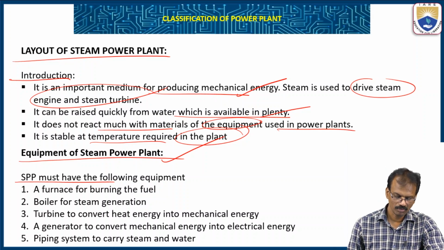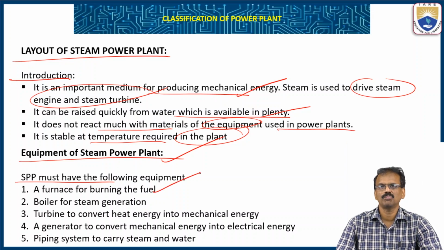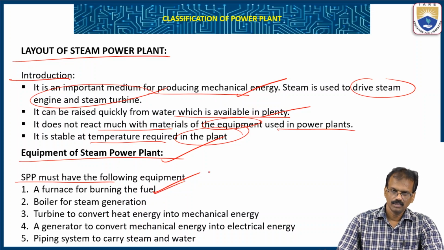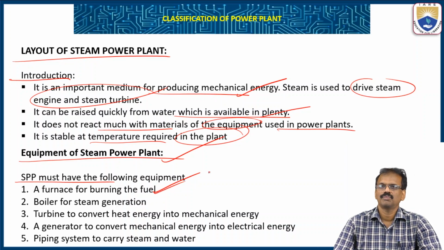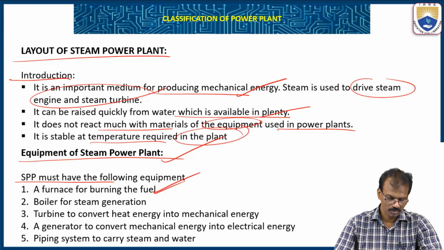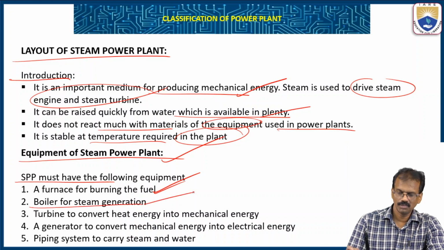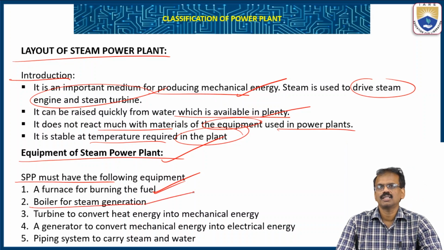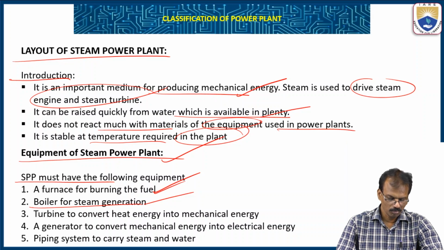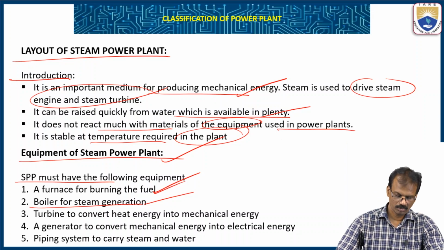The first one is the furnace for burning the fuel, different fuels already discussed in previous class also. Next, a boiler for steam generation. For the generation of the steam, we require the boiler. For the running of the boiler, we require the furnace.